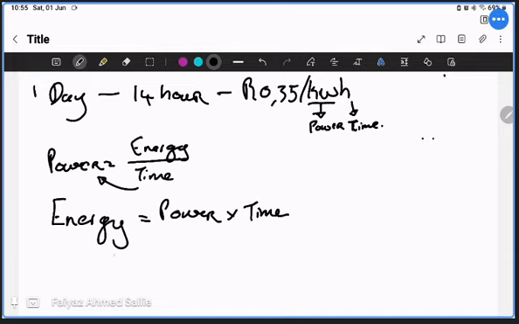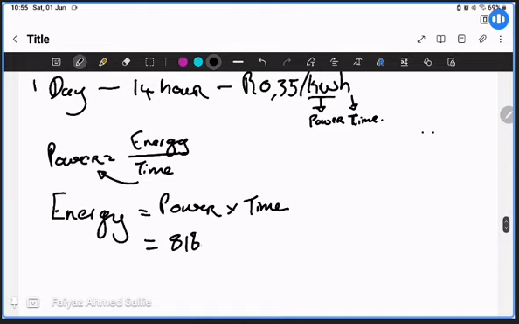Right? So we have a power of 8194. I think it was that much, multiplied by time, which is 14 hours. Okay, so we need to get the same SI units which are over here. Sorry, we need to have the same SI unit, so that is in kilowatts.